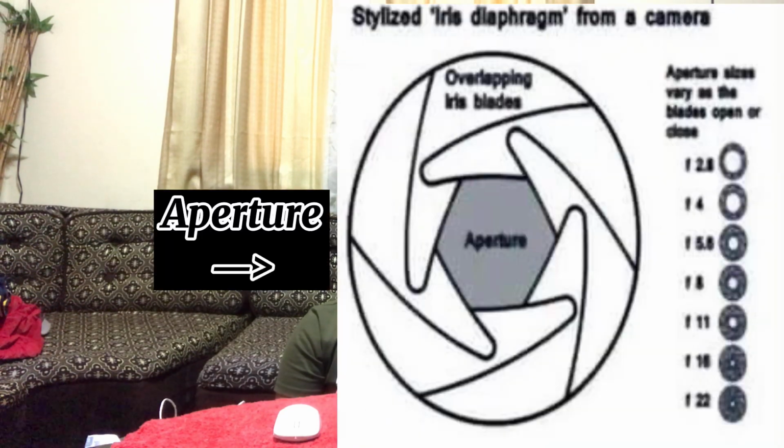For the third part, we have the aperture. It's a small opening in a camera, usually circular in shape, and usually varies in the form of the iris diaphragm that regulates the intensity of light which passes through the lens.